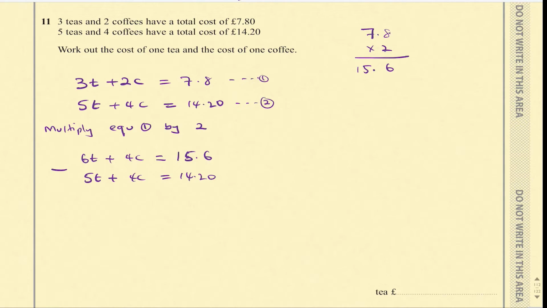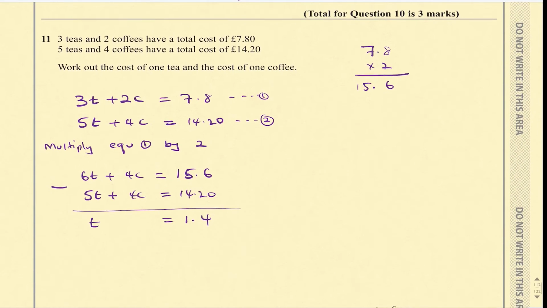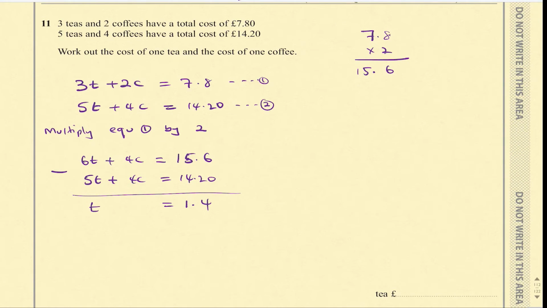So now I'll do take away, because if I take away, then I can cancel the c's. 6t minus 5t is just 1t. 4c minus 4c is 0, so that becomes 15.6 minus 14.2, that would be 1.4. So t equals 1.4. So that means tea costs £1.40.